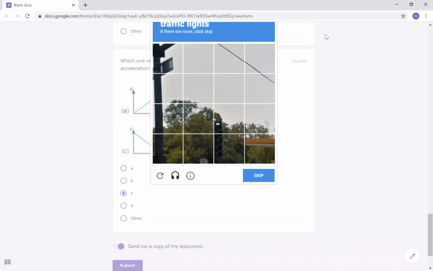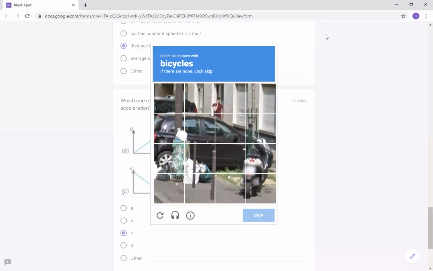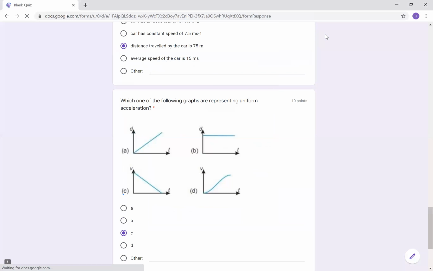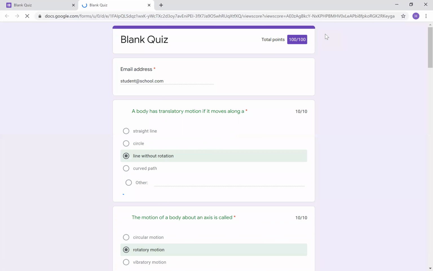They say we have to choose the traffic sign, 1, 2. Let's check our scores. Which one is the bicycle? Let's choose this one as well. Let's see our answer. Let's view the scores. Yes. So here's our answer: 100 out of 100.